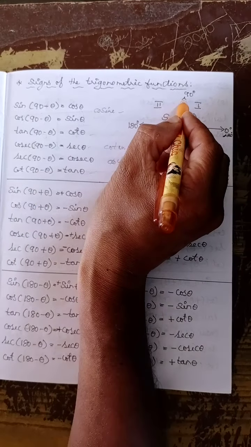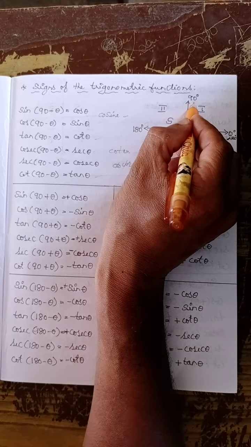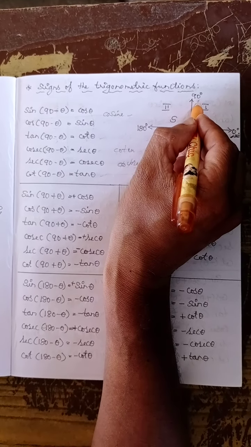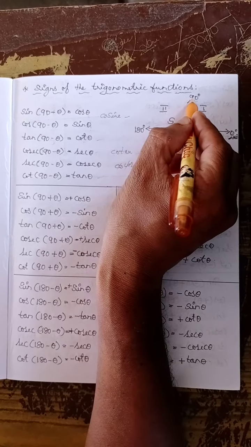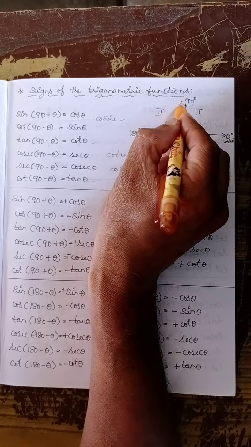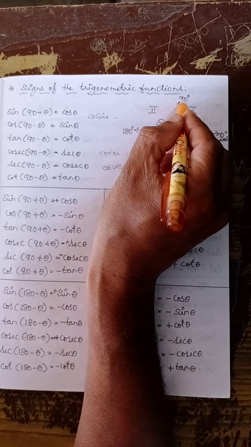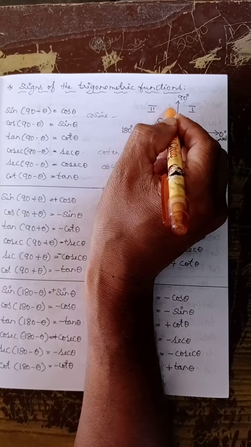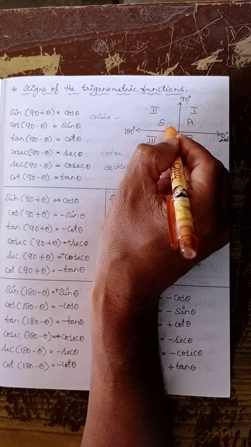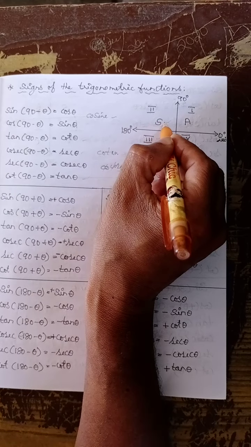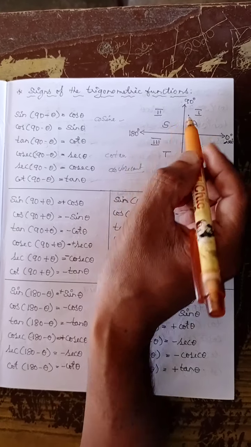See here, 90 plus... 90 minus theta: if we subtract any small angle from 90 degrees, it belongs to the first quadrant. But whenever we add a small angle, or a larger angle but less than 180, to this 90 degrees, it falls into the second quadrant. In the second quadrant we should take extra care that only sine and its reciprocal cosec are positive; the rest of all the trigonometric functions are negative.